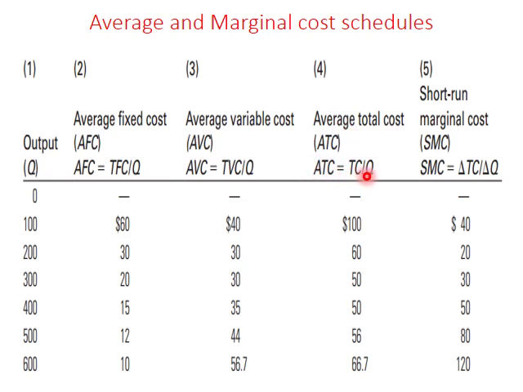And average total cost equals total cost divided by Q. Total cost divided by quantity produced. And the change in total cost divided by change in quantity equals short-run marginal cost. By the way, the change in total cost, for example, from 100 to 60, the change is 40. From 60 to 50, the change is 10.